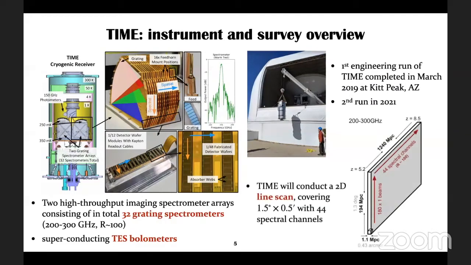In terms of the survey strategy, as illustrated here, TIME is designed to conduct a 2D line scan to optimize the sensitivity and k-space coverage. Along the spatial direction, we will survey a total area covered by 180 by 1 beams. Along the spectral direction, we have 44 scientific channels covering a total bandwidth from 200 to 300 gigahertz. Each of those channels has a resolving power of about 100.